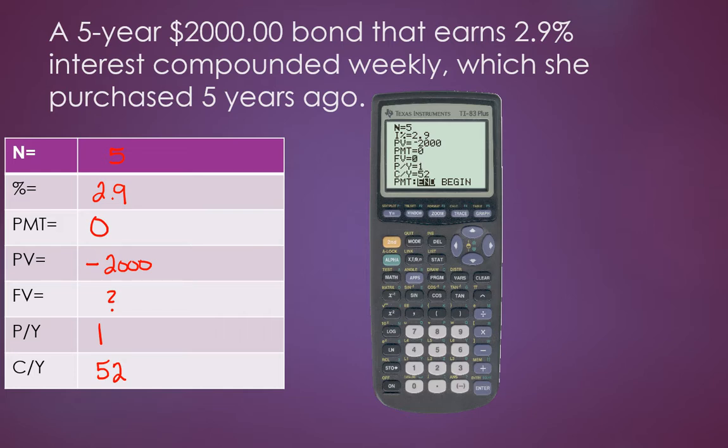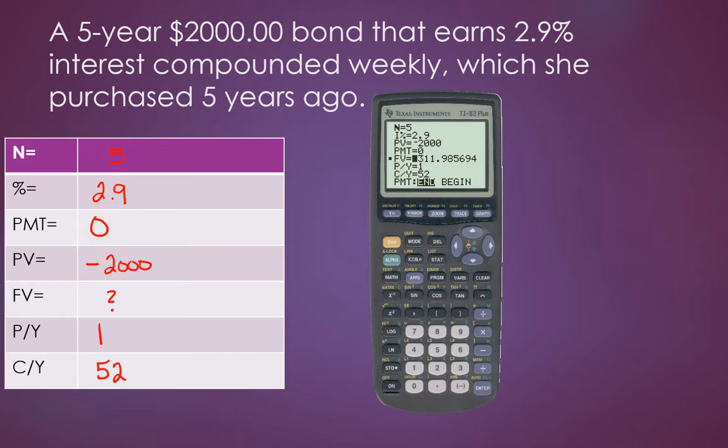What you want to solve for is the future value. So you're going to move your cursor using the arrow keys. You move your cursor over that 0 beside FV. And you hit alpha, enter, which will solve it for you. So it says in 5 years' time, her investment will be worth $2,311.99.